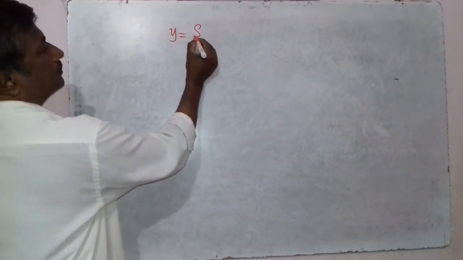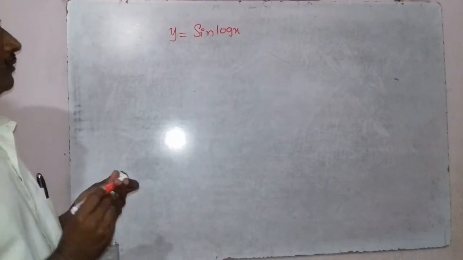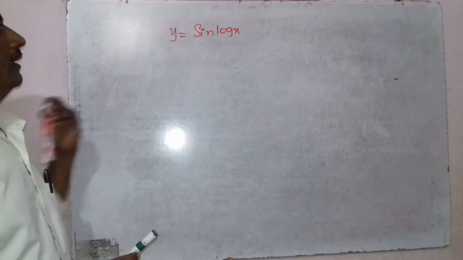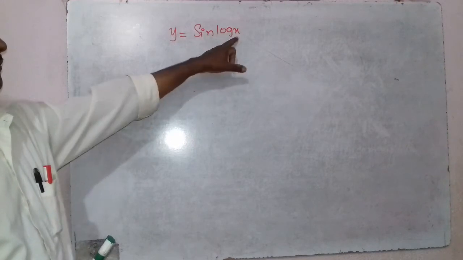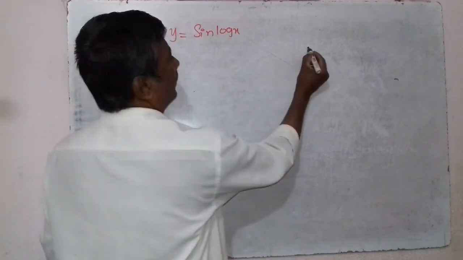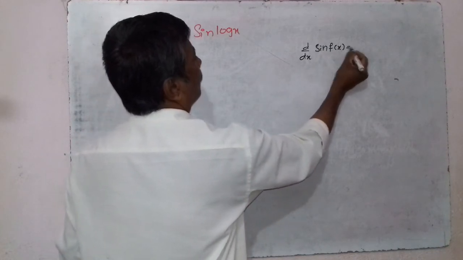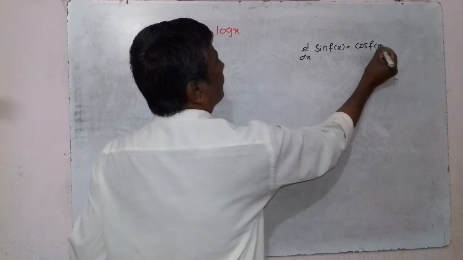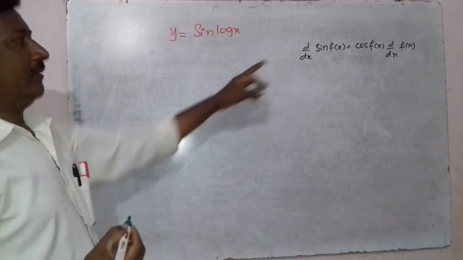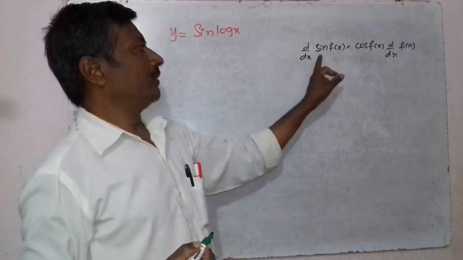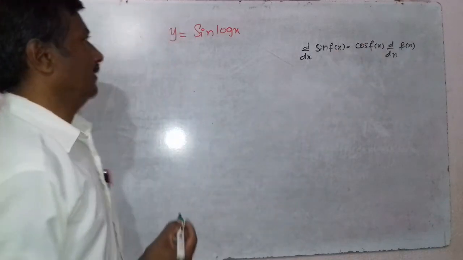Y equal to sine of log x. Sine fx: dy dx of sine fx equals cos fx dy dx of fx. This sine function is a composite function, so first differentiate the sine, that is cos, then differentiate fx.